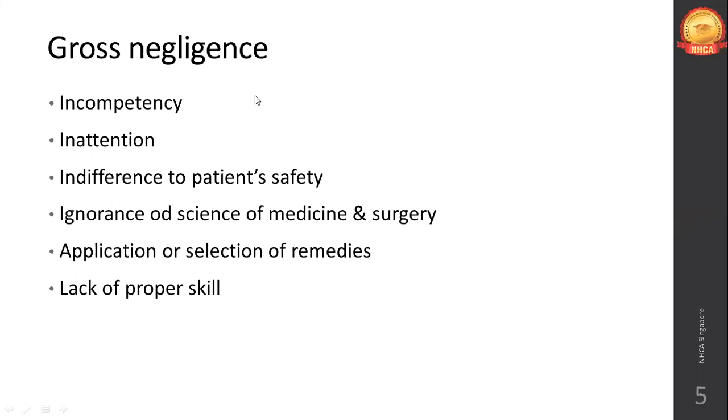So what constitutes gross negligence? Because under gross negligence as well, a doctor can be charged. A doctor can be held up in court. So what all areas come under gross negligence? So first is incompetency.